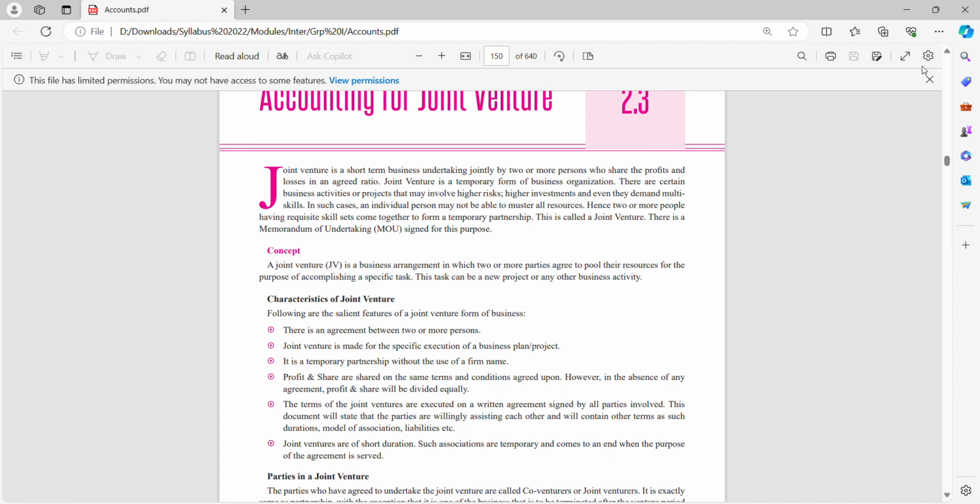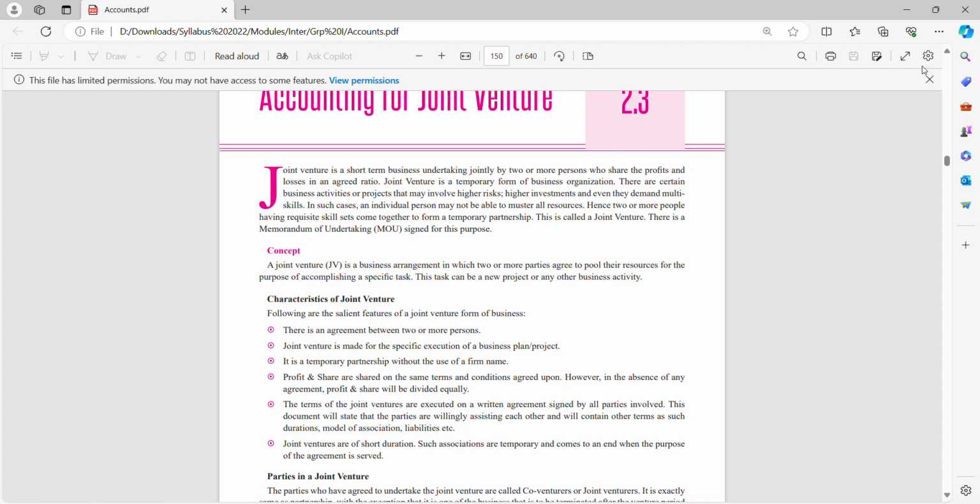Then we have the terms of joint venture, which are executed on a written agreement signed by all the parties involved. This document will state that the parties are willingly assisting each other and will contain other terms such as duration, modes of association, liabilities, etc. Joint ventures are of short duration.